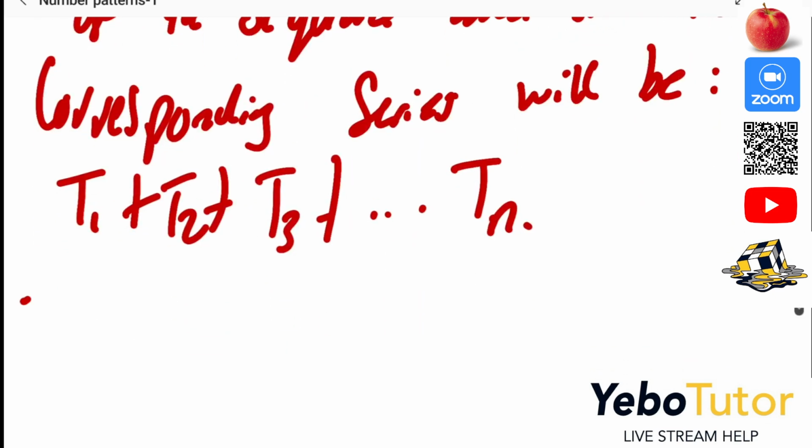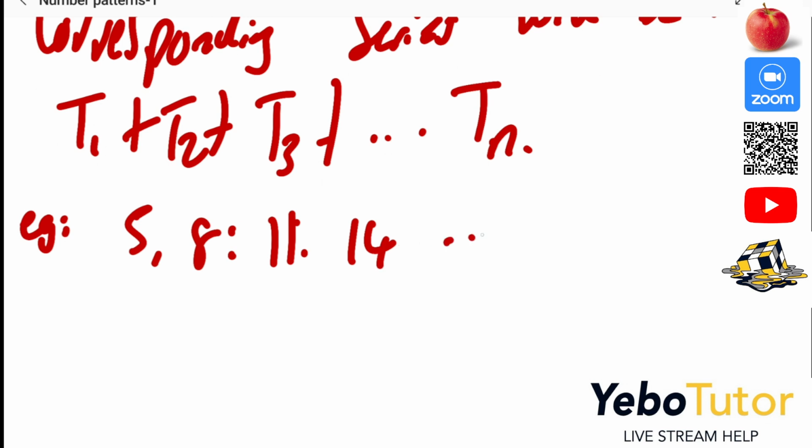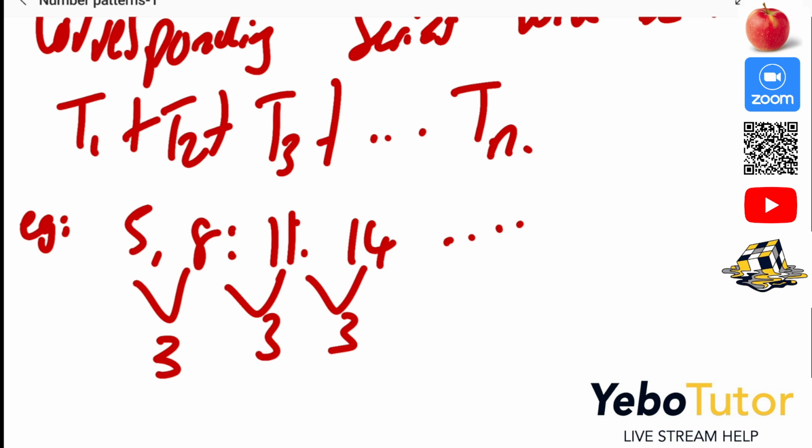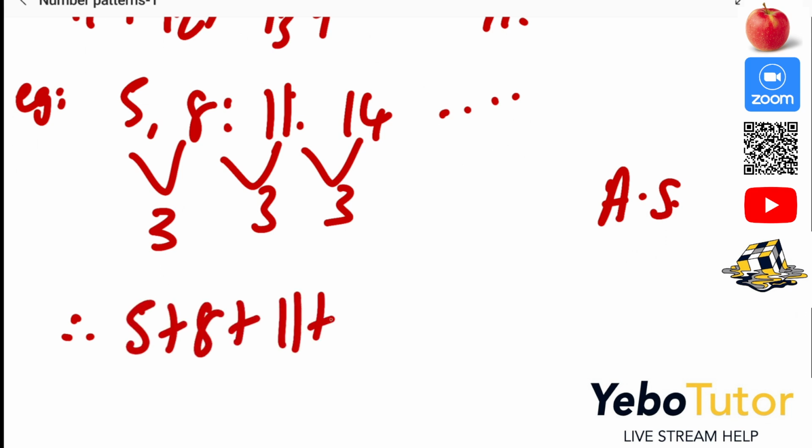As an example, let's say that we have 5, 8, 11, 14. The difference here is 3, which means this is an arithmetic sequence. So the series will just be 5 plus 8 plus 11 plus 14, because when we are looking at a series, we are adding and summing the terms together.